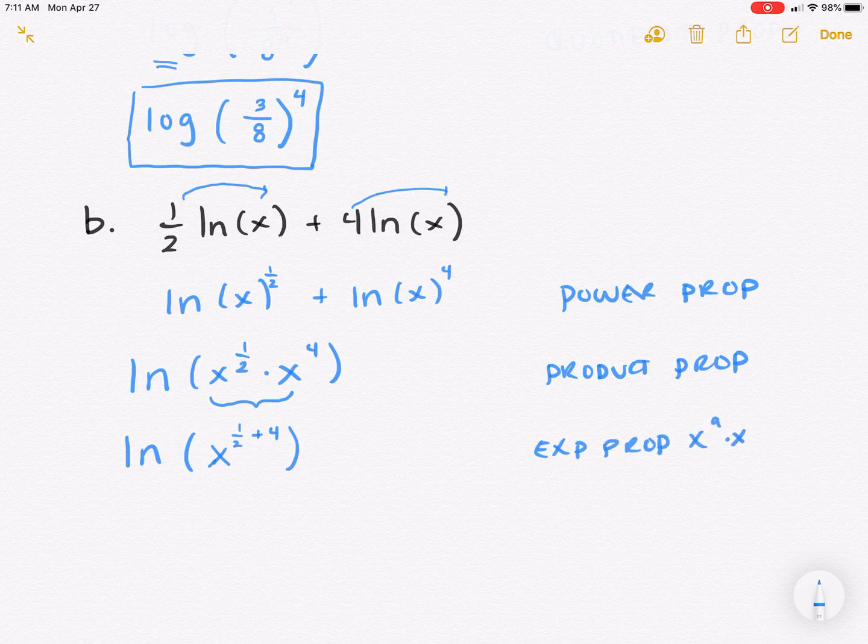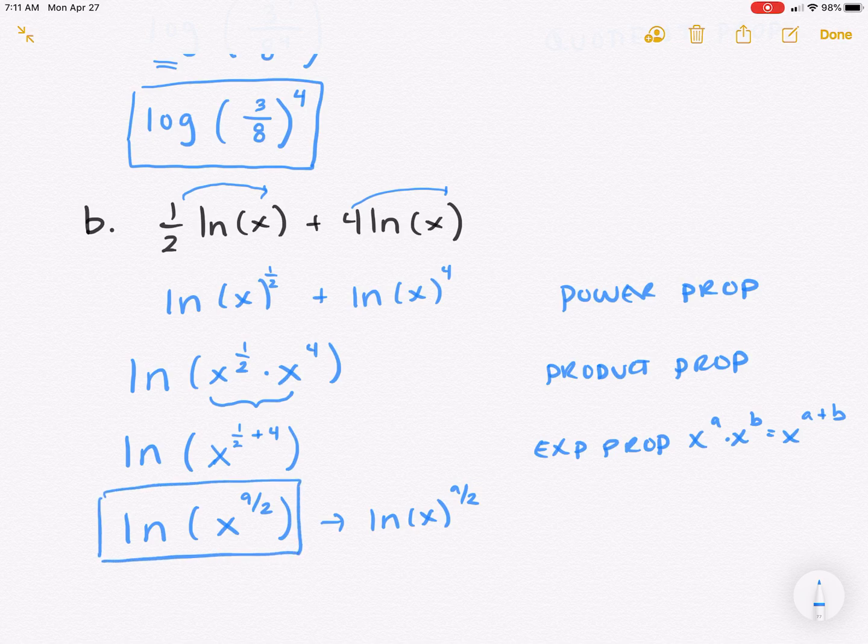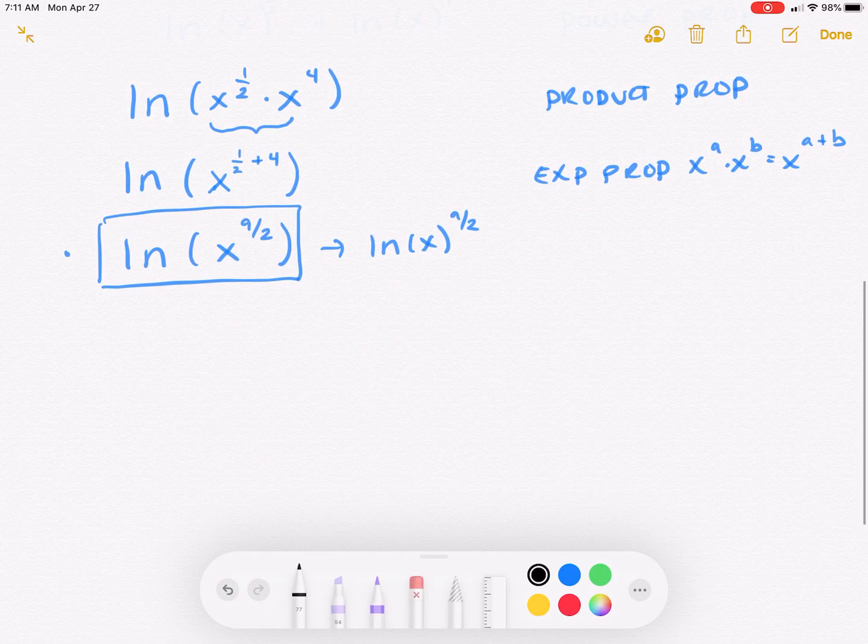X to the a times x to the b, I can add my exponents and condense it to a single base. And I can rewrite this as natural log of x to the 9/2. It doesn't really matter if you make it natural log of x to the 9/2, but that is the same thing. So again, take a look at this. This expression we started with is the exact same thing as this. And it's just interesting how much you can manipulate these while keeping the expressions equivalent.